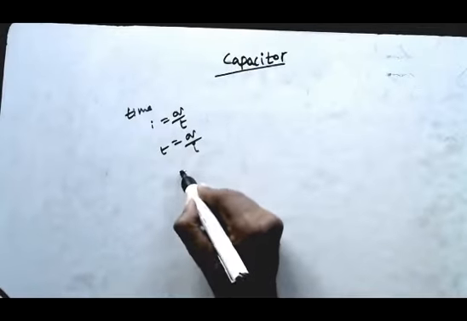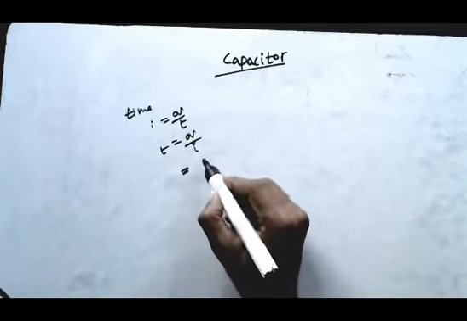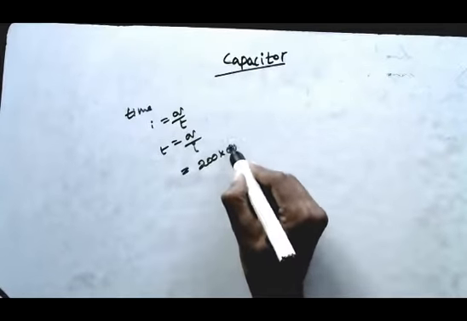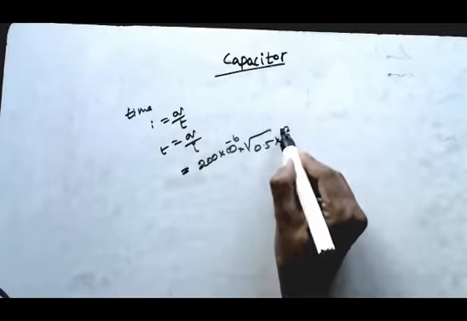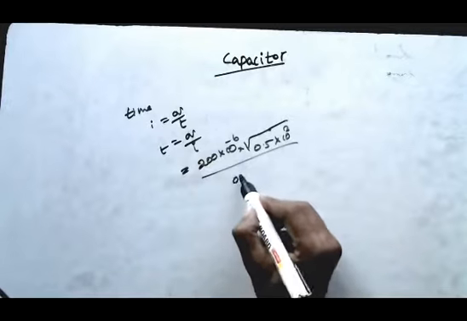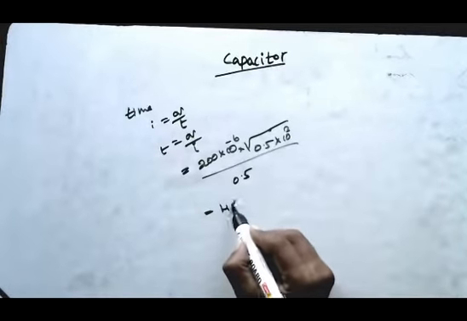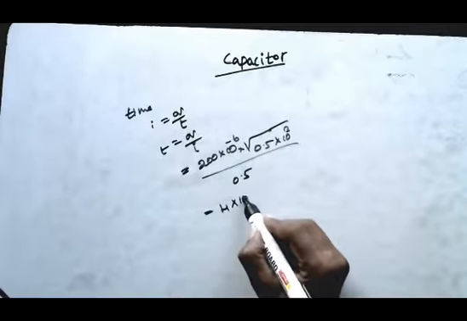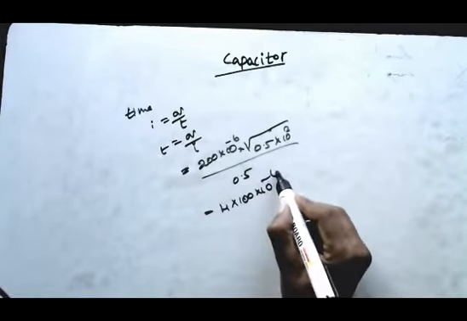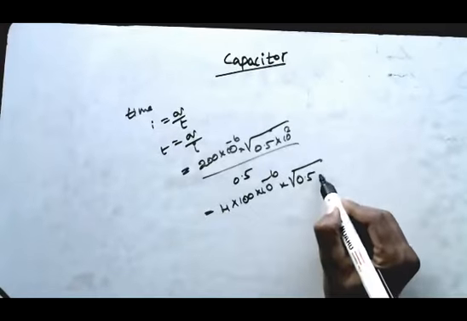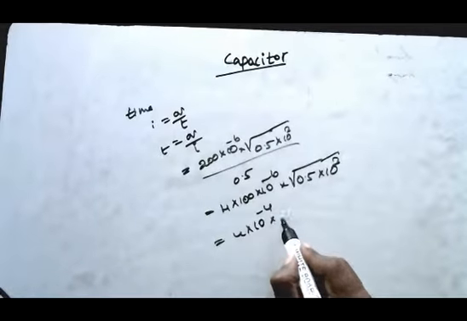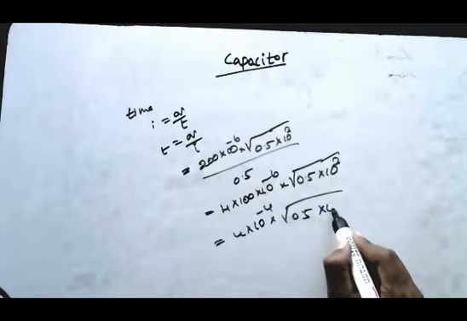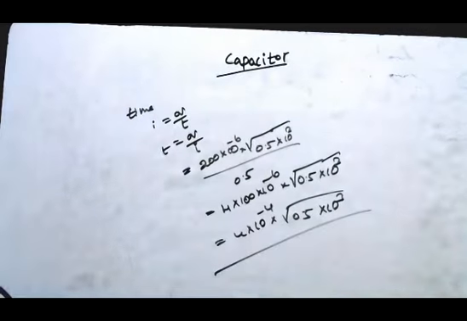What is Q? Q we have got, that is 200 into 10 power of minus 6 into root of 0.5 into 10 power of 3, divided by I, which is 0.5. So that is equal to 4 into 100 into 10 power of minus 6 into root of 0.5 into 10 power of 3, that is equal to 4 into 10 power of minus 4 into root of 0.5 into 10 power of 3. This is the solution for time.